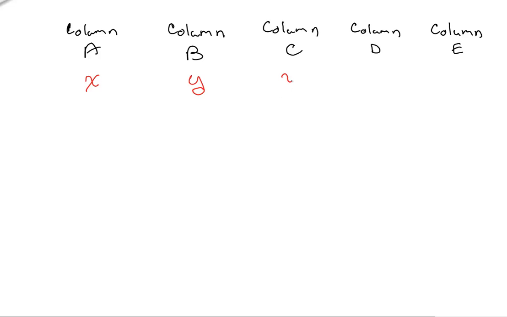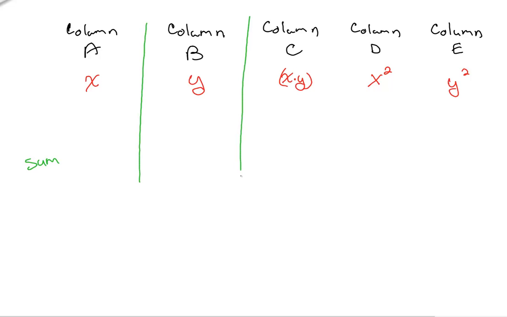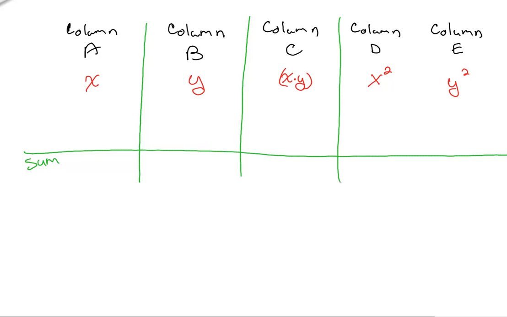Column C is going to be x times y. So we're going to take our x value and multiply it by our y value to get column C. Column D is going to be the x values squared. And column E is going to be the y values squared. And we want to find the sum of each of these columns. So whenever you get done, you should have a sum in each of these columns. Those sums are what we're going to put into the formula.